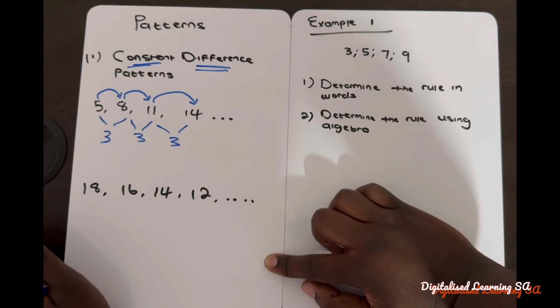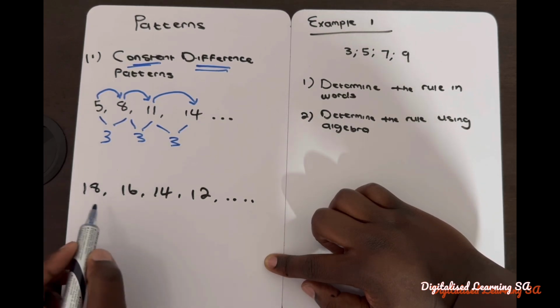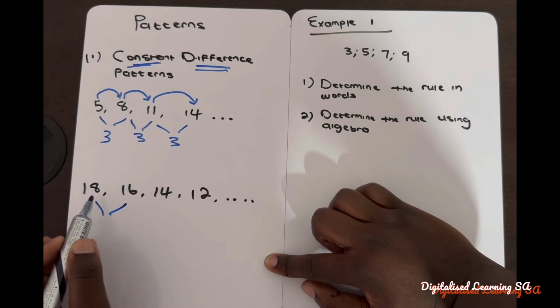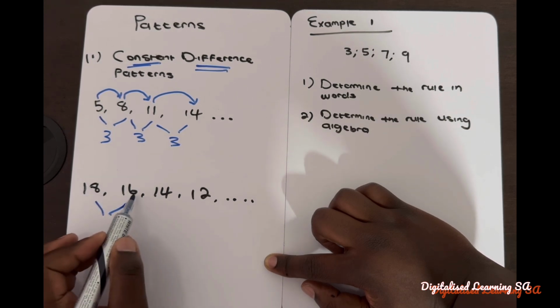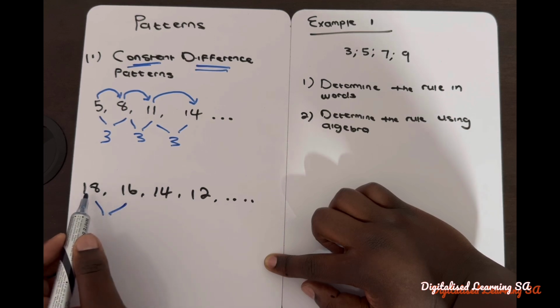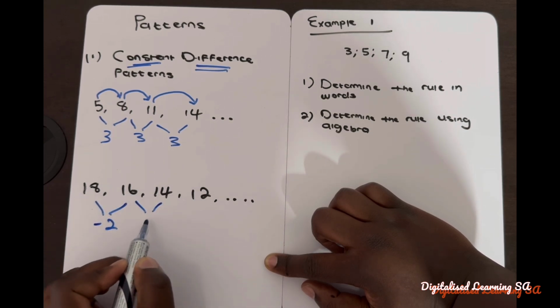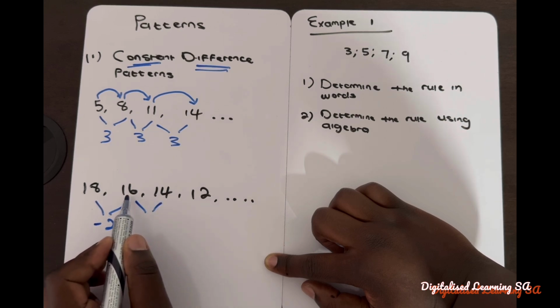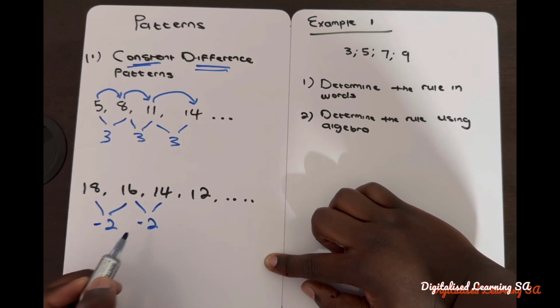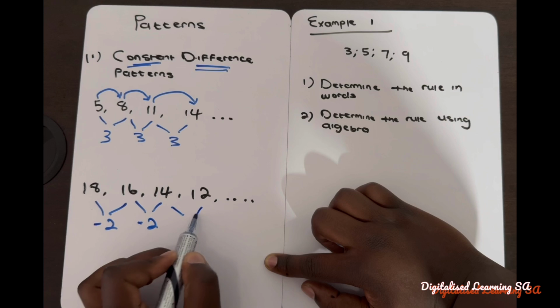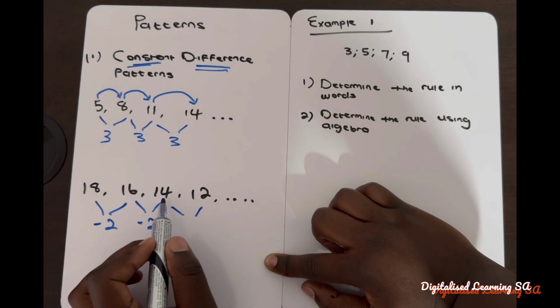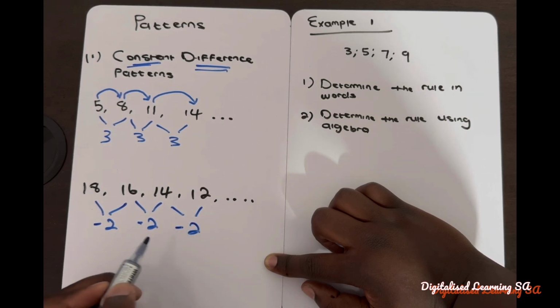And it doesn't necessarily have to increase, it can also decrease, as you can see here in our second example. If you take 16 and subtract 18, you will get -2. If you take 14 and subtract 16, you will still get -2. And if you take 12 and subtract 14, you will still get -2.